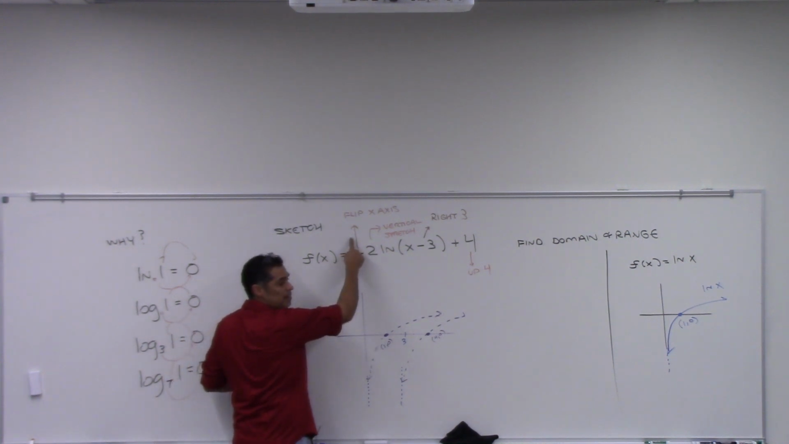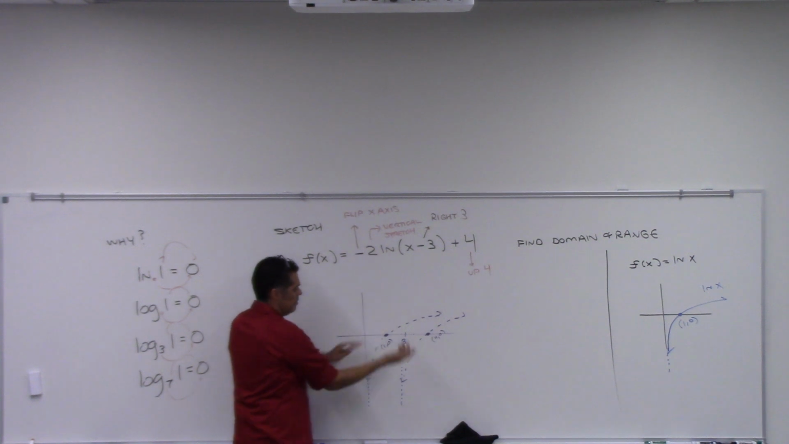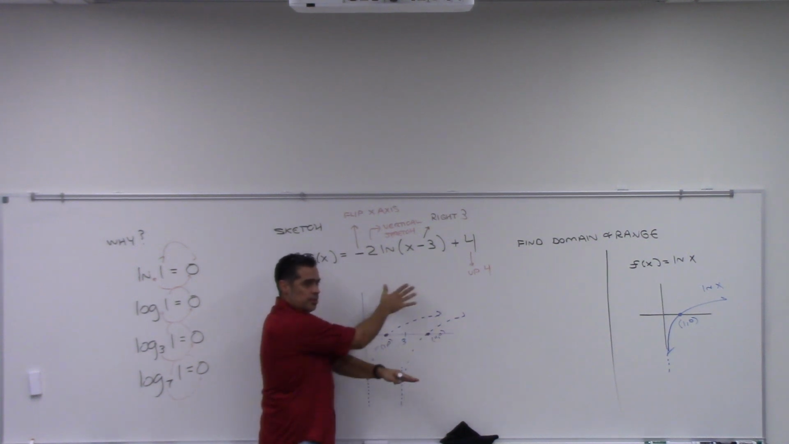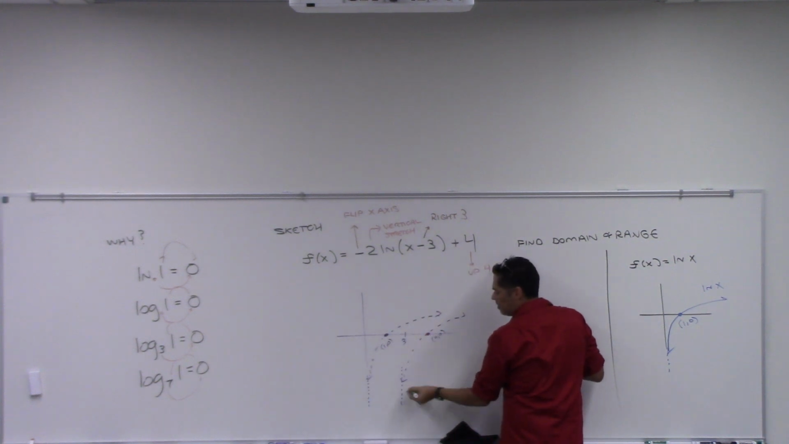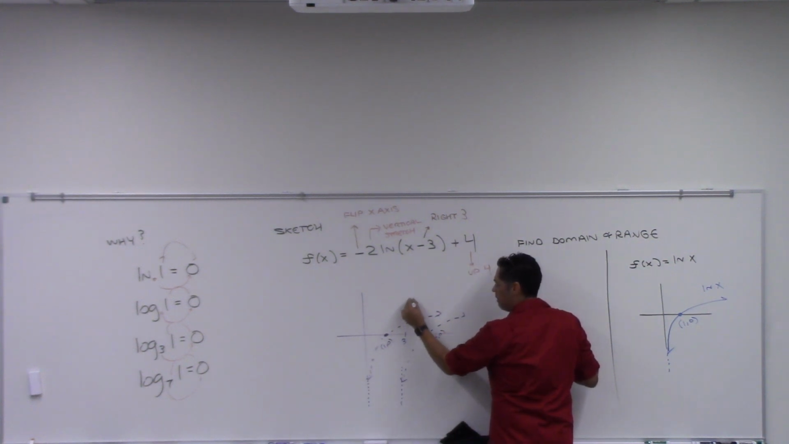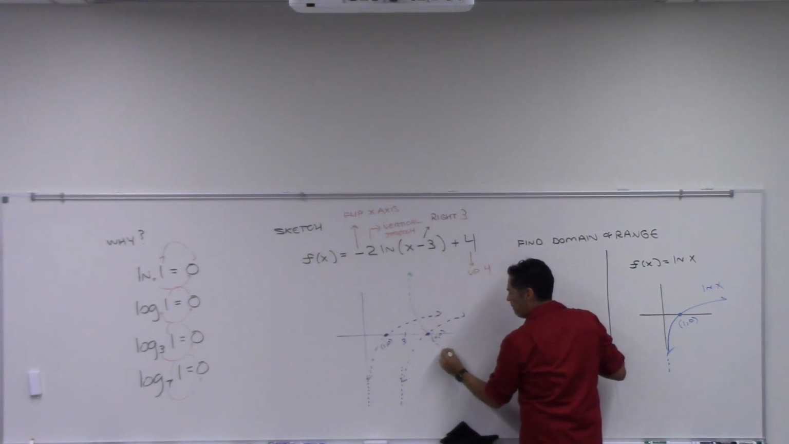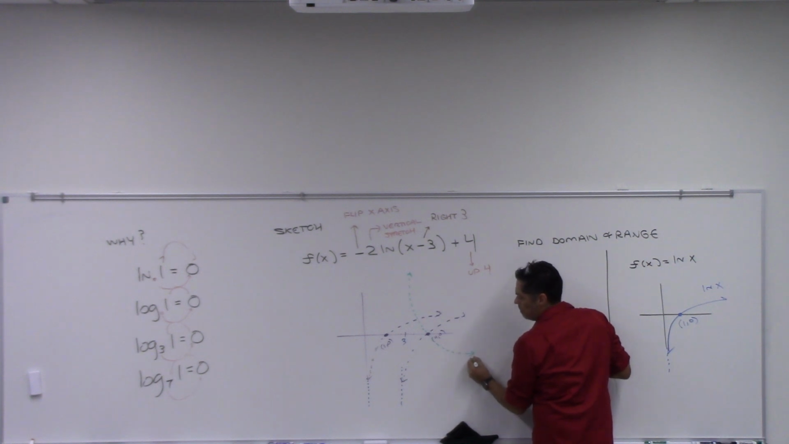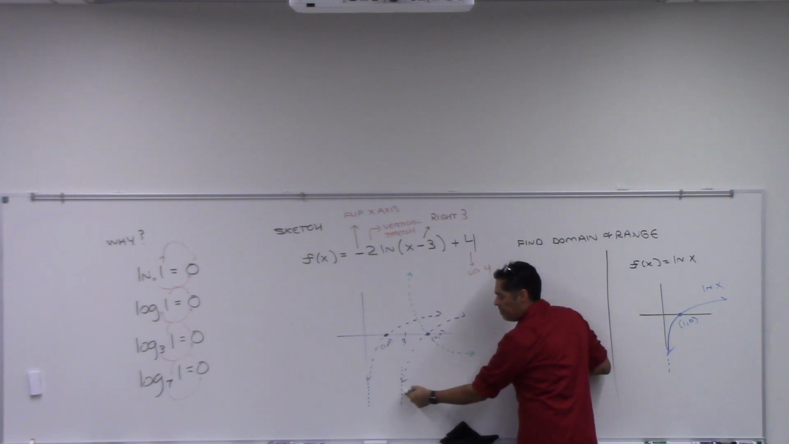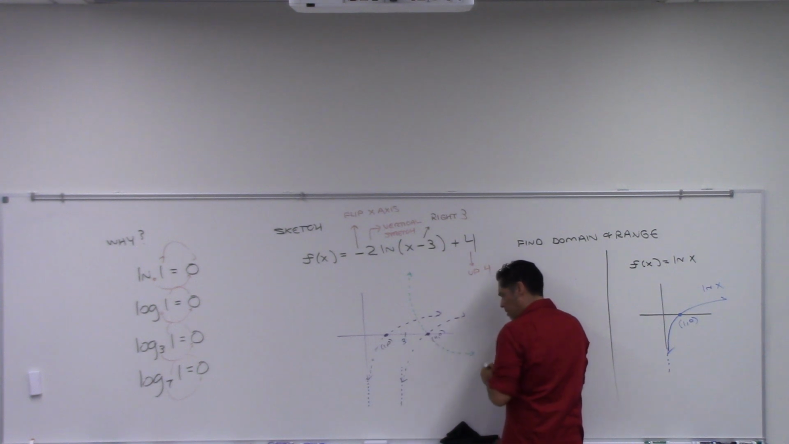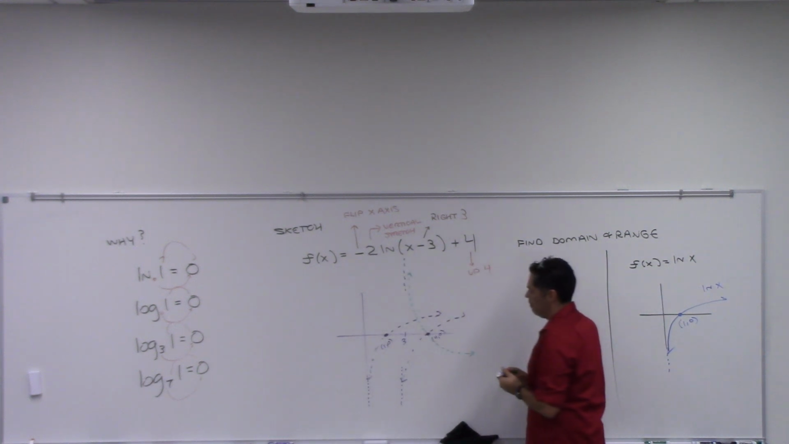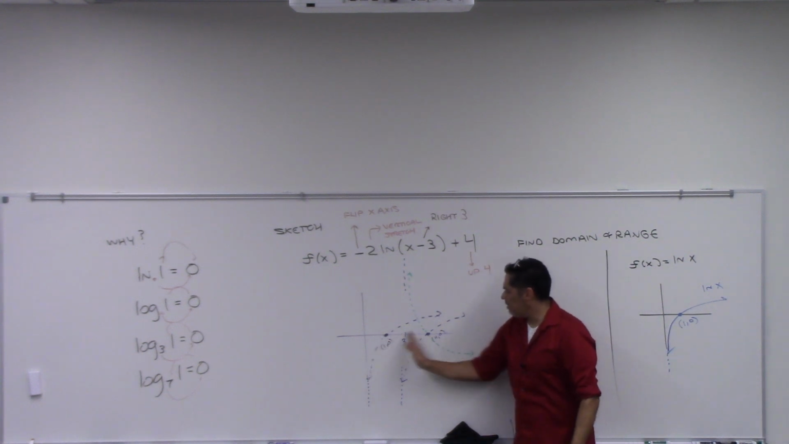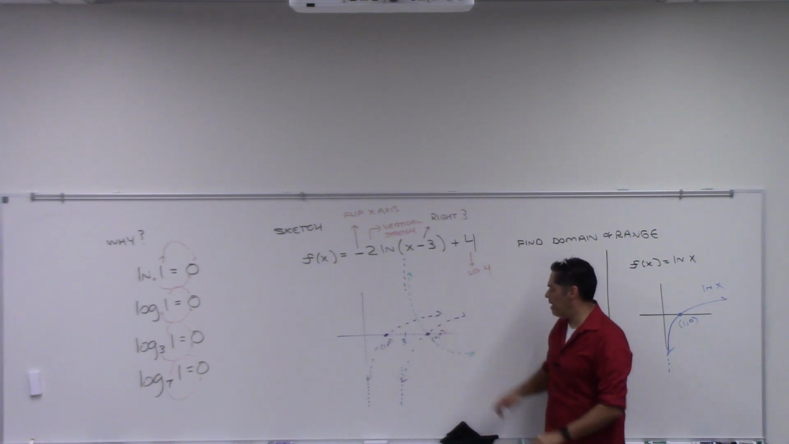Let's go ahead and flip it over the x-axis. So that means it's going to go like this. Everything that was negative now becomes positive. And that vertical that used to be here is now up here. So it went right 3, and it got flipped over the x-axis.